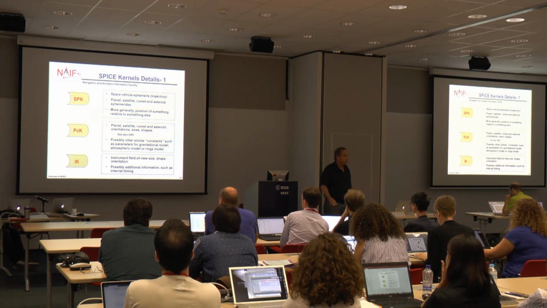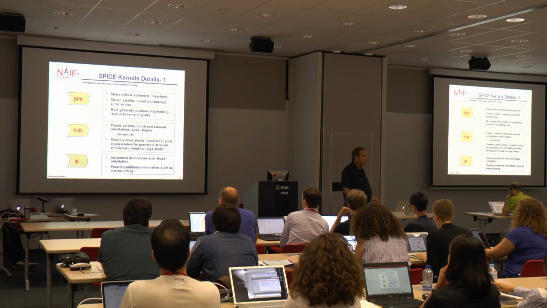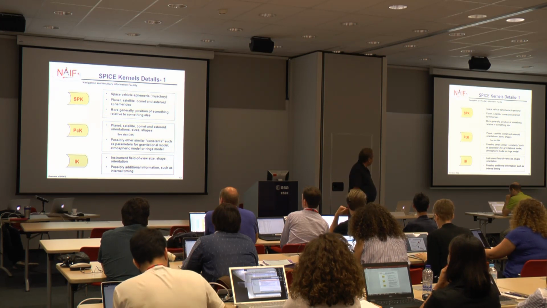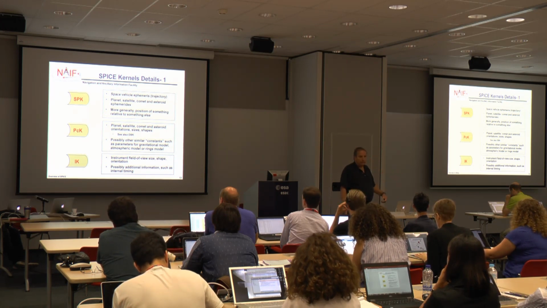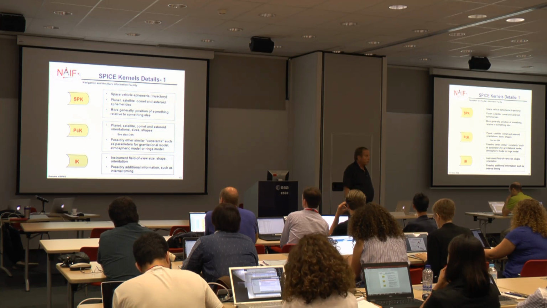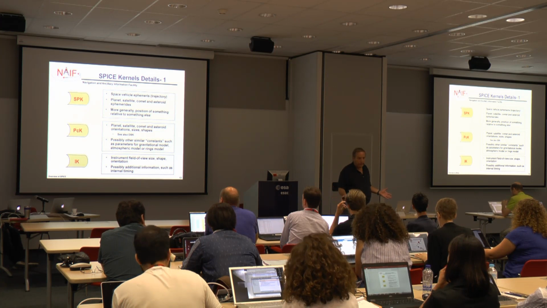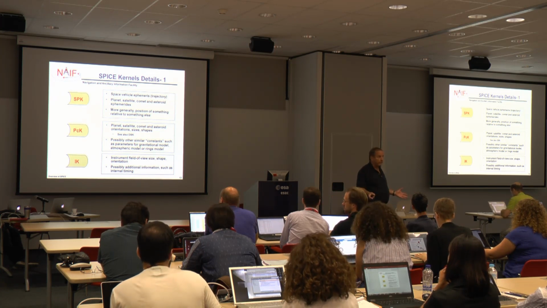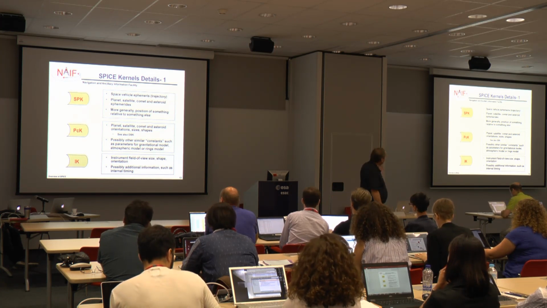So SPK files contain position and velocity of something relative to something else. Typically a spacecraft and planets and satellites, but it can also be some very strange sorts of things, things you wouldn't think would be described by an SPK file. We'll get into that later.